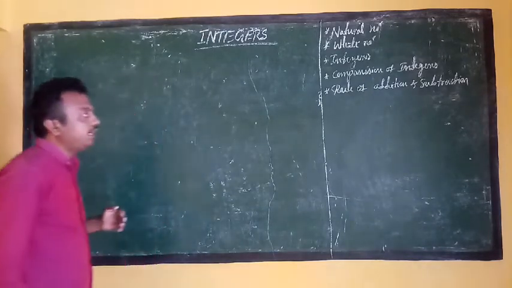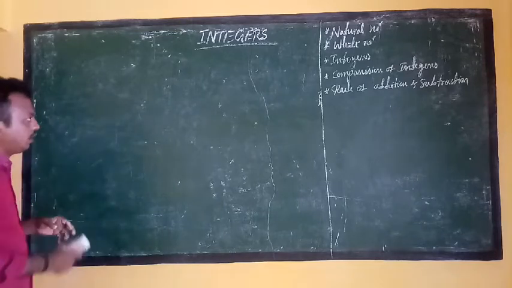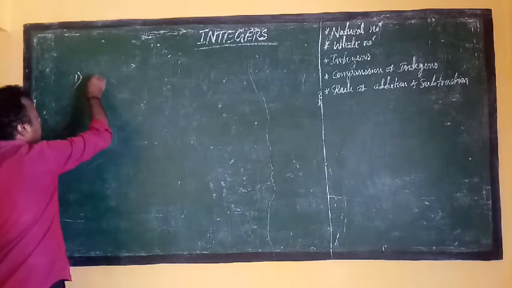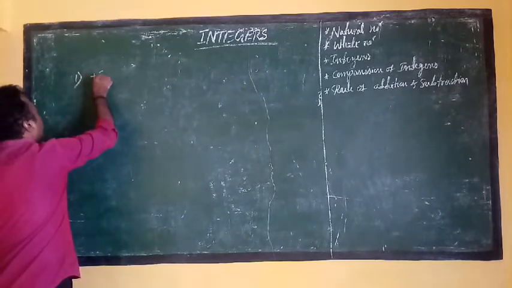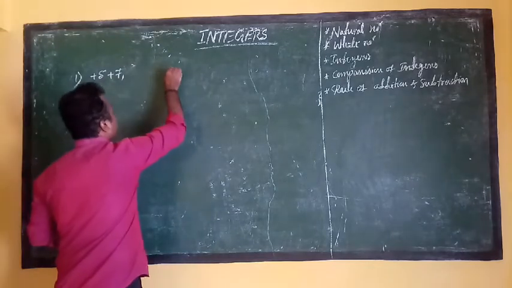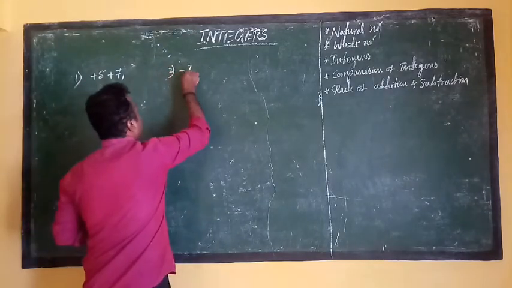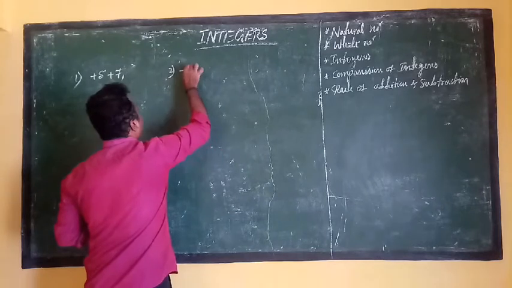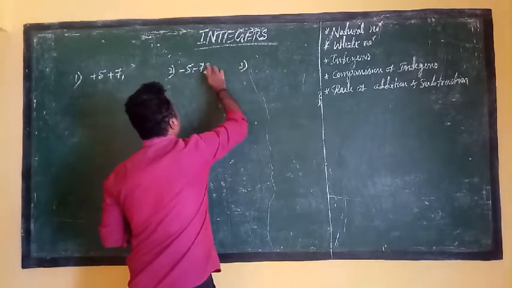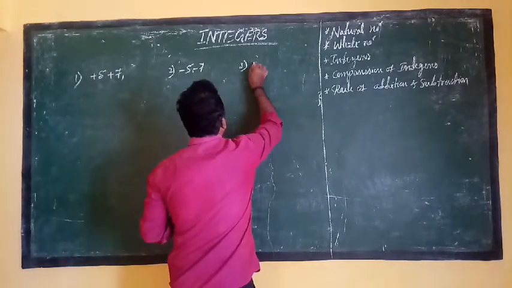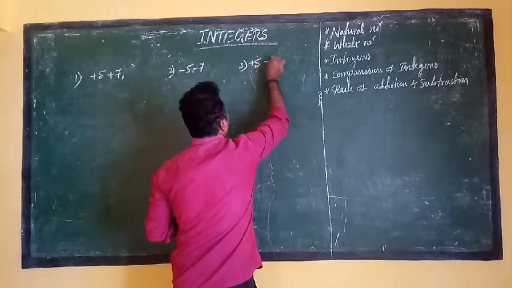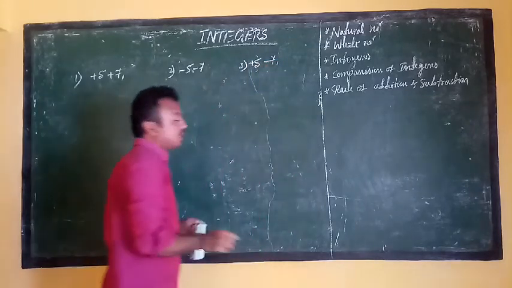Next, the rule of addition and subtraction is very important. See students, I will give some examples. +5 and +7 is there. Next, I will take the second example: -5 and -7 is there. And third example: +5 and -7. So three examples I will give.